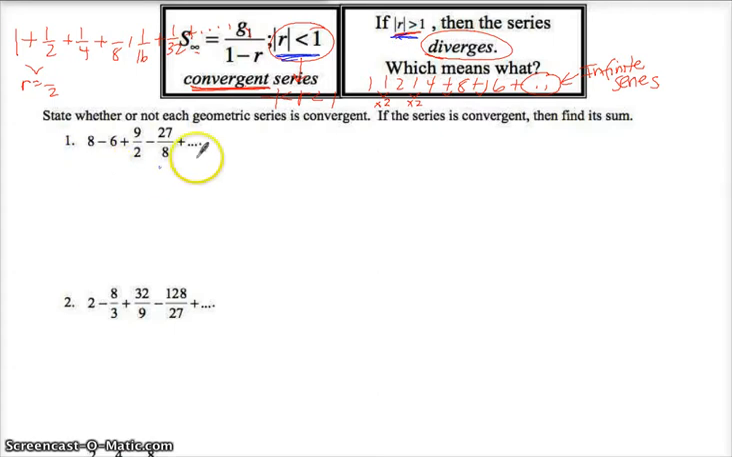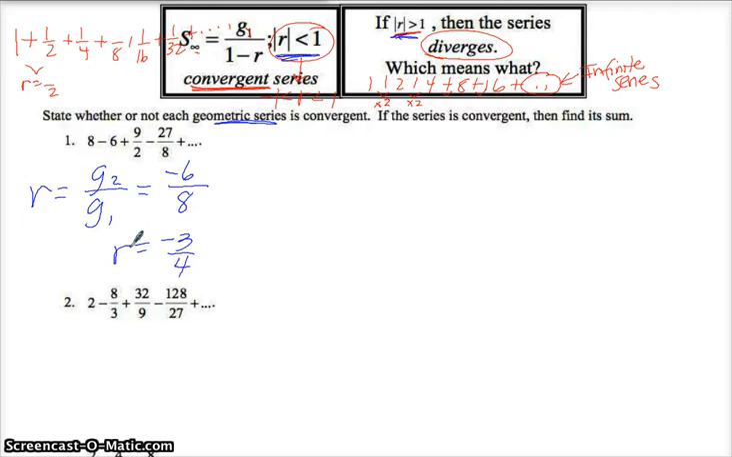So we know it's geometric because it tells me right here. So I'm going to find the common ratio. How do I find the common ratio? You take the second term and divide it by the first term. You should have done that enough by now that you know how to get the common ratio. So I take the second term, which is -6, I divide it by the first term, which is 8. So my common ratio is -3/4.